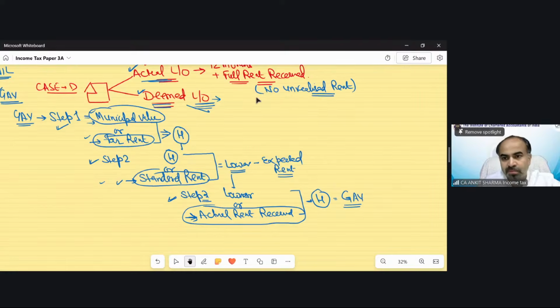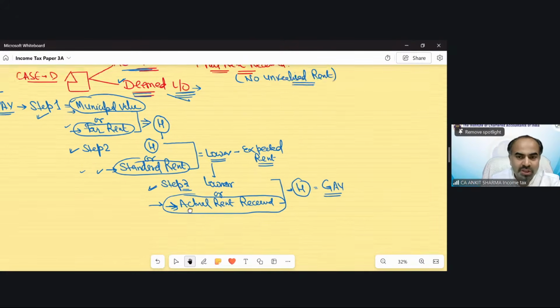Correct, Vishaka. Correct, Lakshmi. Correct, Gayatri, Isha. Correct. Actual rent received would not be there in case of deemed let out, because the name is deemed let out. There is no actual tenant. So this value would not be in the question. So of course, this lower would become the GAV automatically. Understood? So that's the way we will find out GAV.